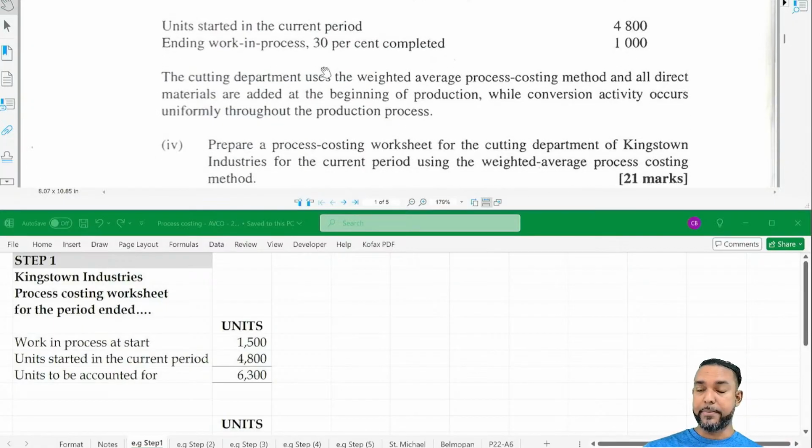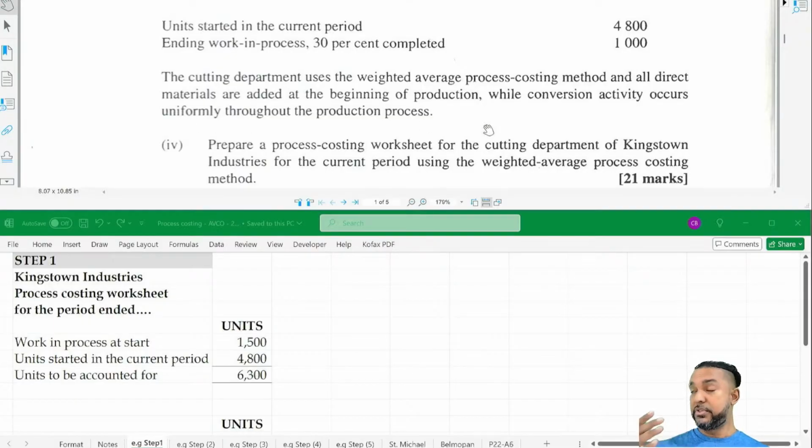The cutting department uses the weighted average process costing method, and all direct materials are added at the beginning of the production process, right? So that's what they're saying here. That's the same assumption I said, but they should state it. While conversion activity occurs uniformly throughout the production process.